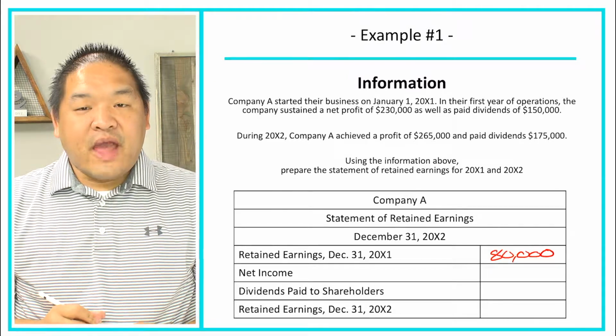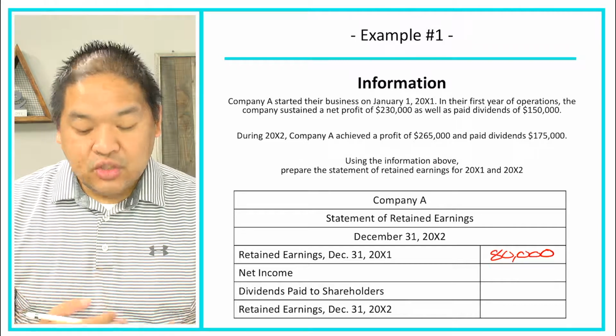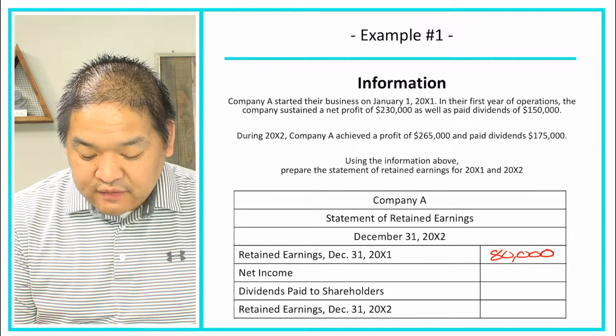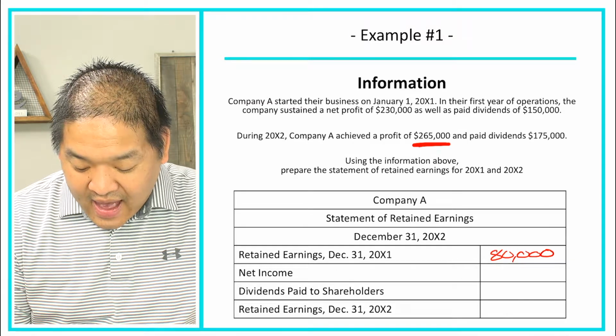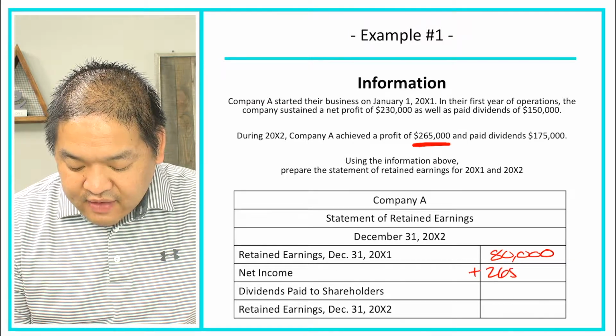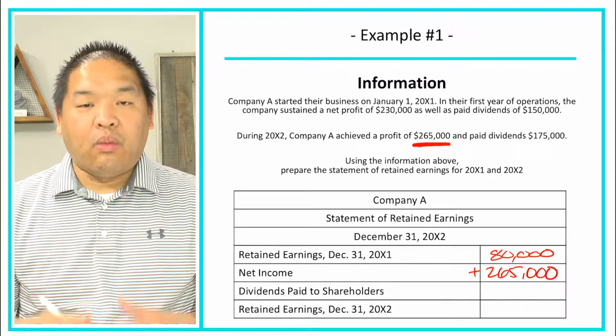All right, then we have net income. Do we have net income in year two? Well, it looks like we did. We achieved a profit of $265,000. So I'm going to add here $265,000. Why are we adding that?